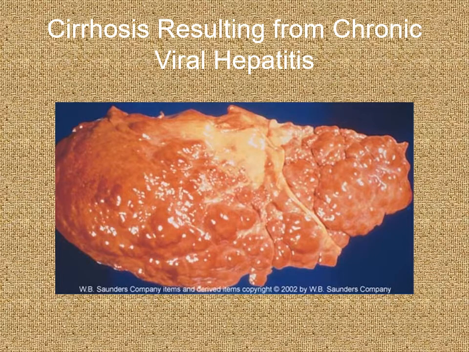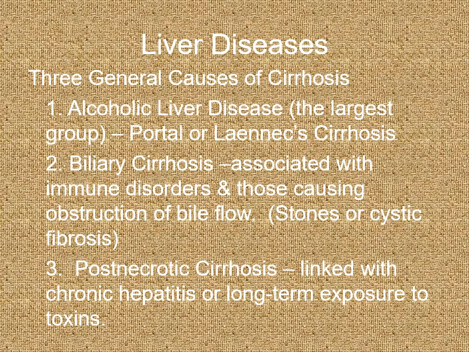There is a picture of cirrhosis resulting from chronic viral hepatitis. And then we go into cirrhosis. Now, there are three general causes of cirrhosis. Alcoholic liver disease, which is the largest group, is called portal or Laennec cirrhosis. Biliary cirrhosis is associated with immune disorders and those causing obstruction of bile flow, especially with stones or cystic fibrosis, where mucus plugs form in the bile ducts. Postnecrotic cirrhosis is linked with chronic hepatitis or long-term exposure to toxins.